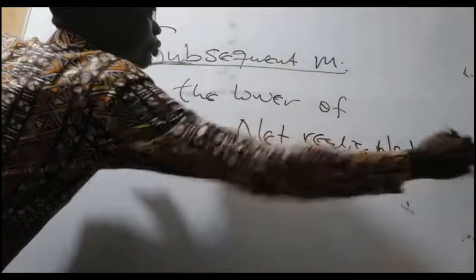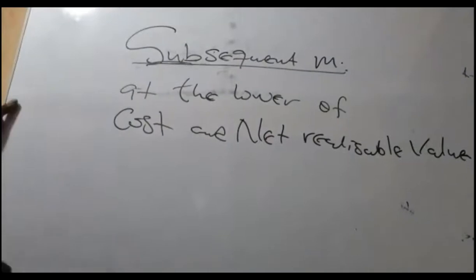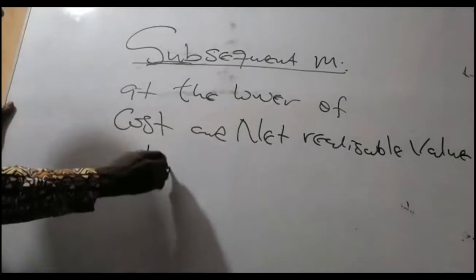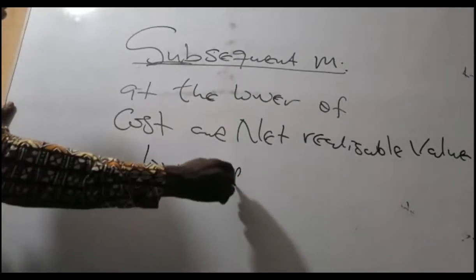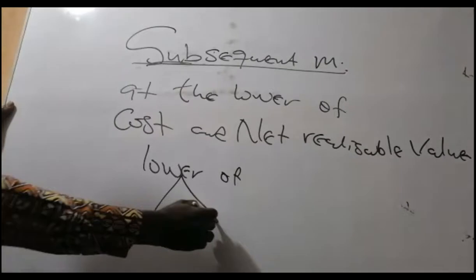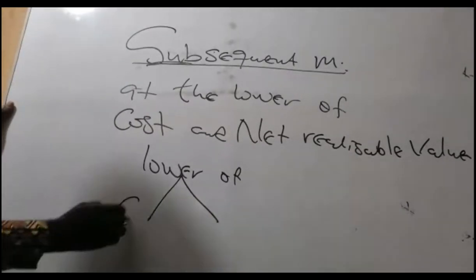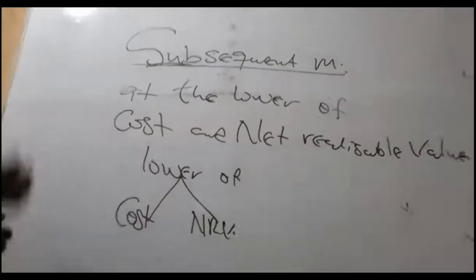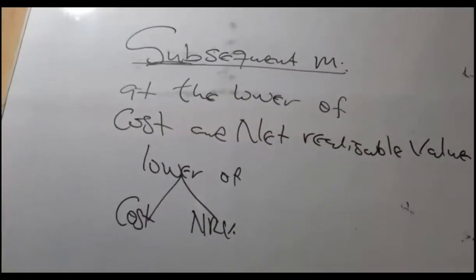How do we get it? That's the NRV. So subsequently, compare and choose the lower of the cost of the asset and the NRV. So these two, the cost of the inventory versus the NRV, and select the lowest one.